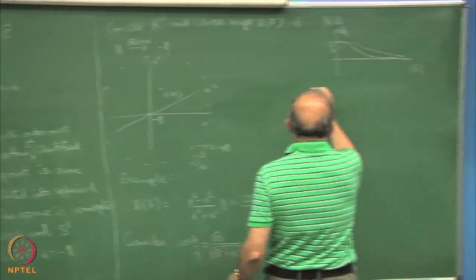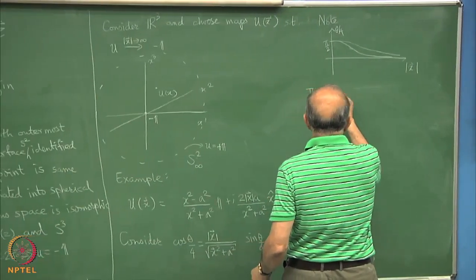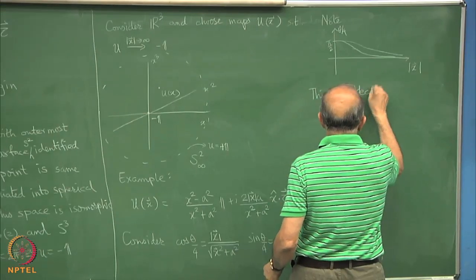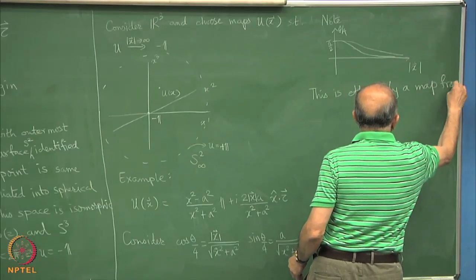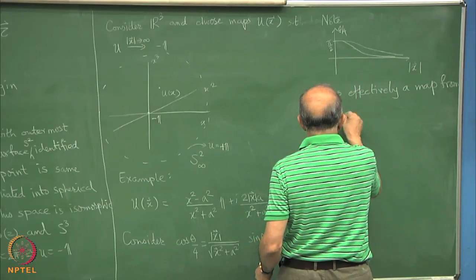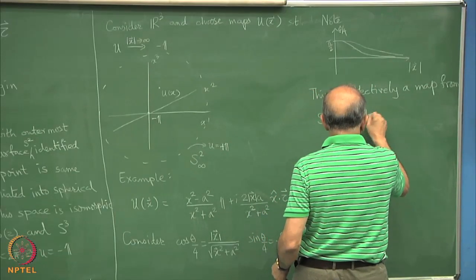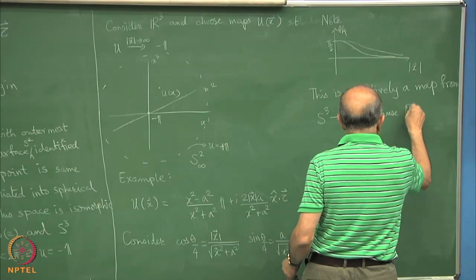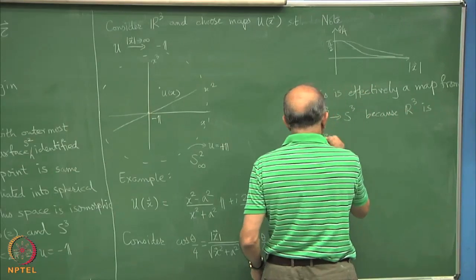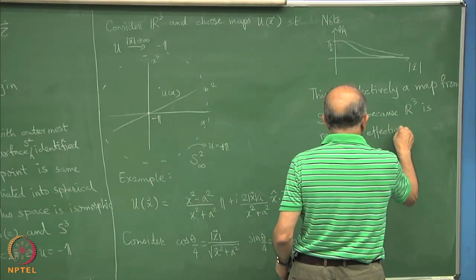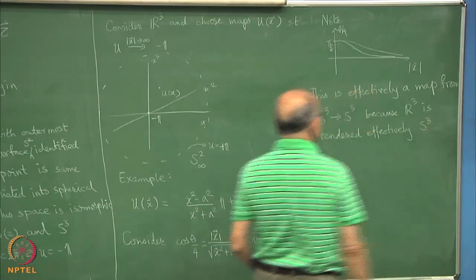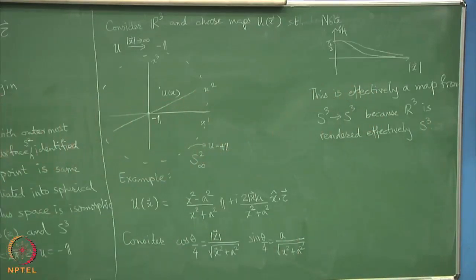Because R3 is rendered effectively S3, thus this U cannot be made trivial.